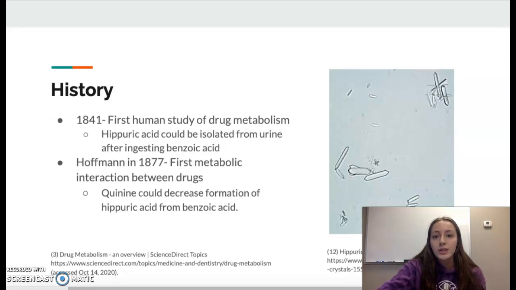So the first human study of drug metabolism occurred in 1841. They found that hippuric acid could be isolated from the urine after the ingestion of benzoic acid. And the first metabolic interaction between drugs was reported by Hoffman in 1877. He found that quinine could decrease the formation of hippuric acid from benzoic acid. And on the right here, we have an image of hippuric acid crystals that were found in the urine.